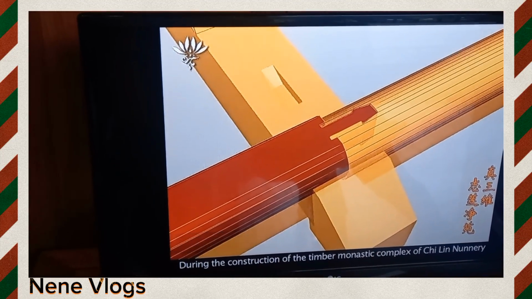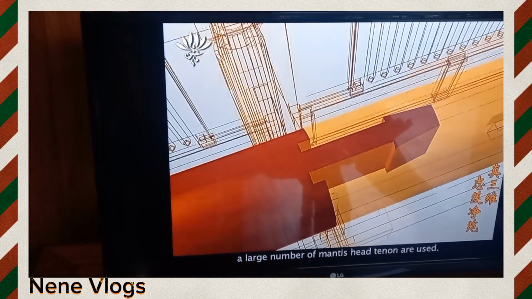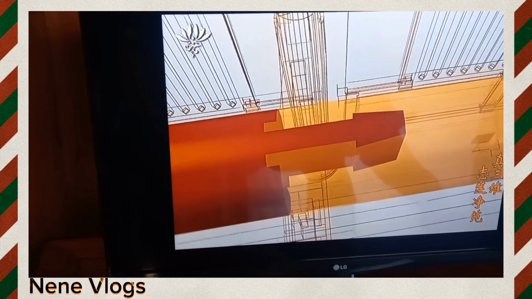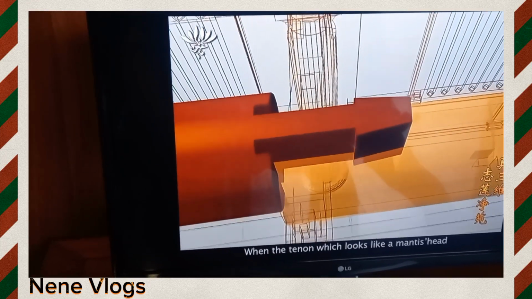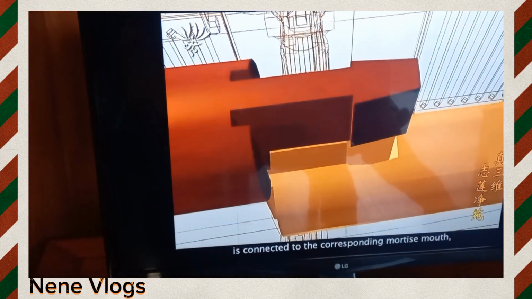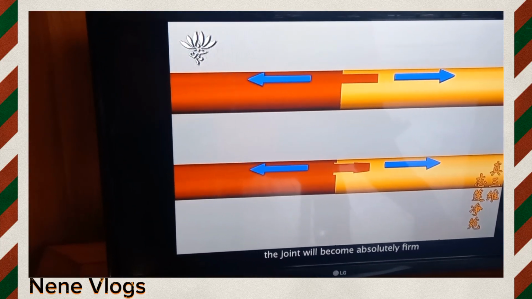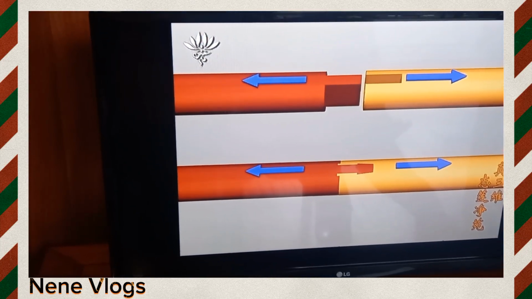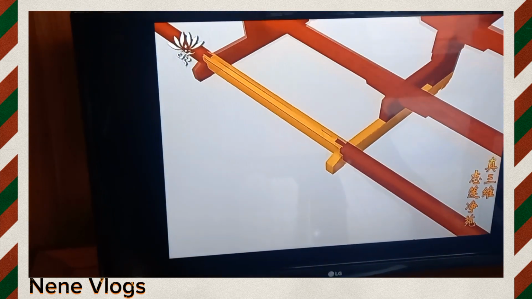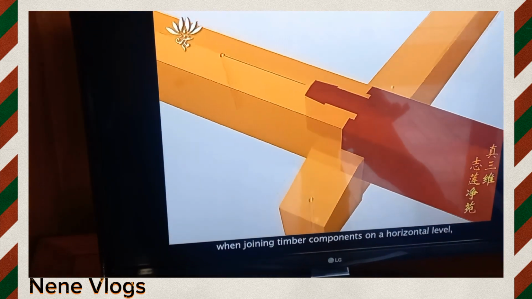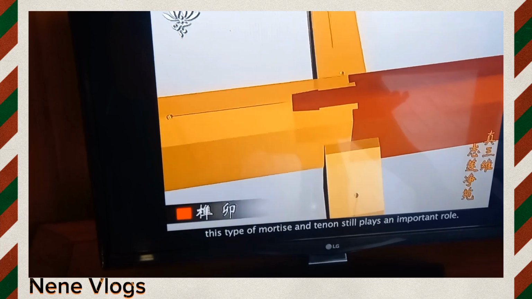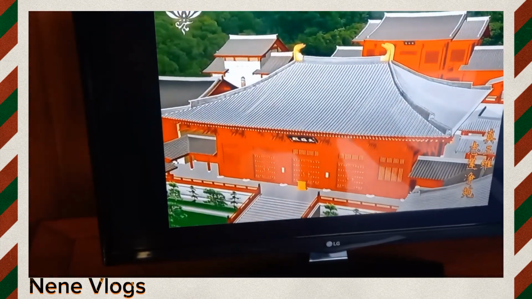In the nunnery, a large number of mantis head tenons are used. When the tenon, which looks like a mantis head, is connected to the corresponding mortise mouth, the joint will become absolutely firm on a horizontal level. Nowadays, when joining timber components on a horizontal level, this type of mortise and tenon still plays an important role.